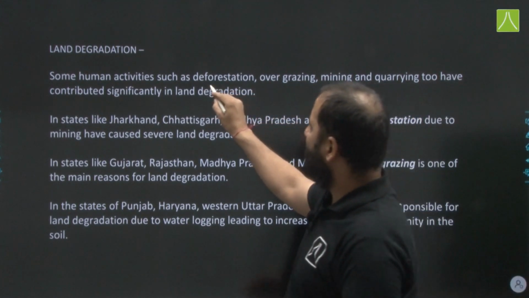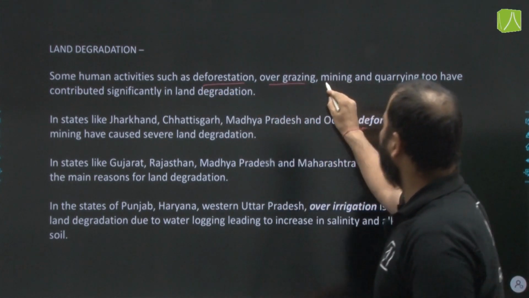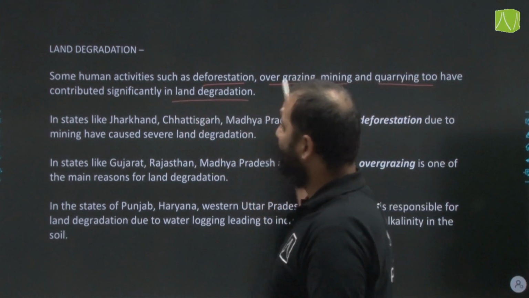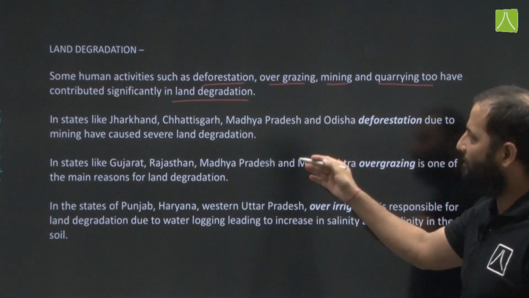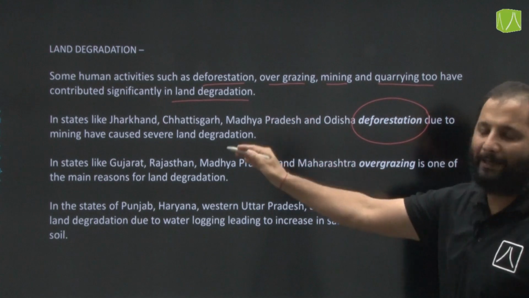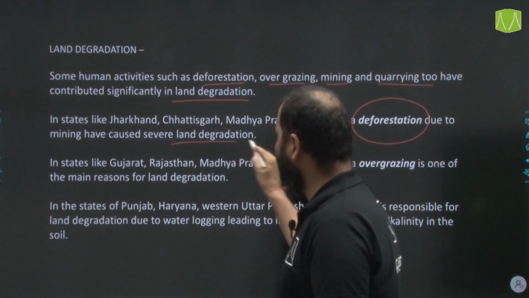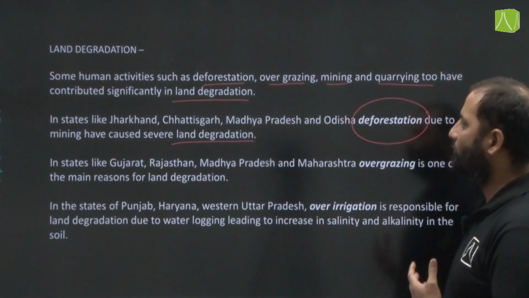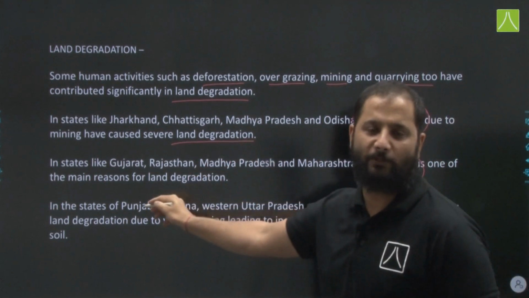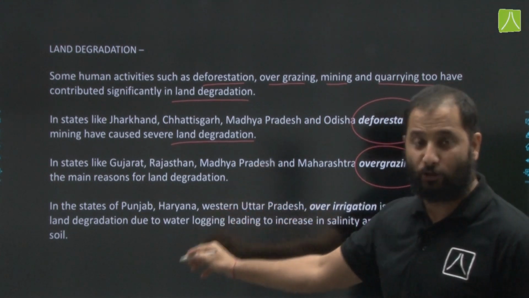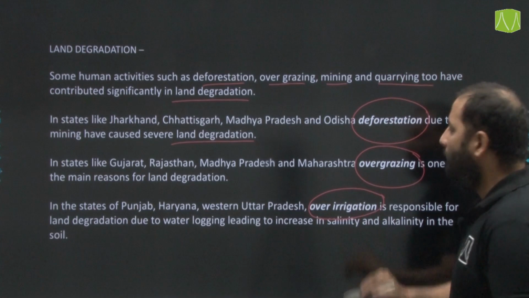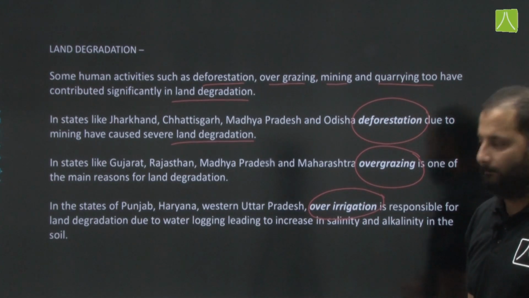Human activities such as deforestation, overgrazing, mining and quarrying have contributed significantly towards land degradation. In states like Jharkhand, Chhattisgarh, Madhya Pradesh and Odisha, deforestation due to mining has caused severe land degradation. In states like Gujarat, Maharashtra, Rajasthan and Madhya Pradesh, overgrazing is one of the main reasons for land degradation. And finally, in the states of Punjab, Haryana and Western Uttar Pradesh, over-irrigation is responsible for land degradation.